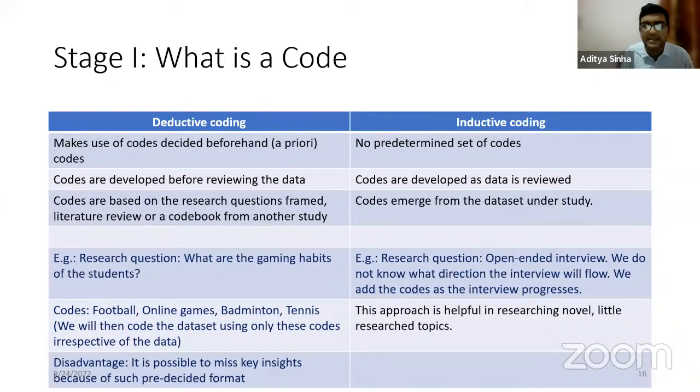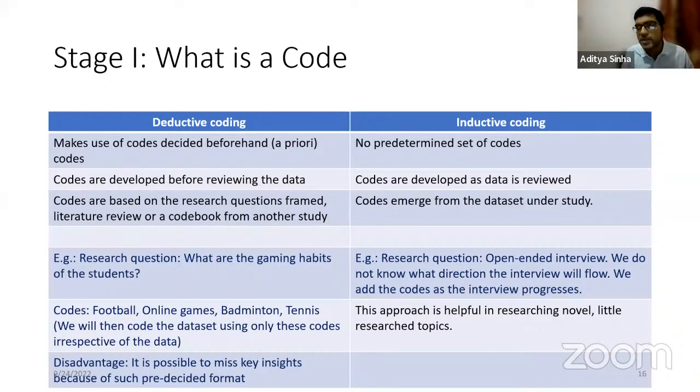I will not go through this in detail. The only thing that you need to understand, I'll discuss with an example so that it is more clear to you. Suppose your research question is, what are the gaming habits of the students? Suppose you are going to a university and you are interested in studying the gaming habits of students. Suppose the students respond that they play football, online games, badminton, tennis, whatever. Suppose you have some pre-existing theory in your mind.